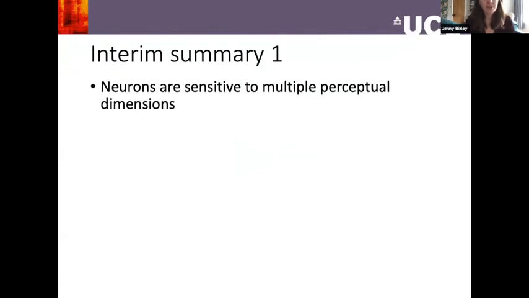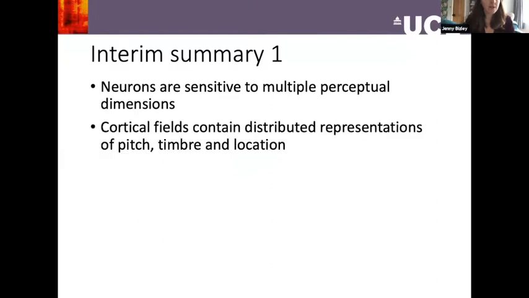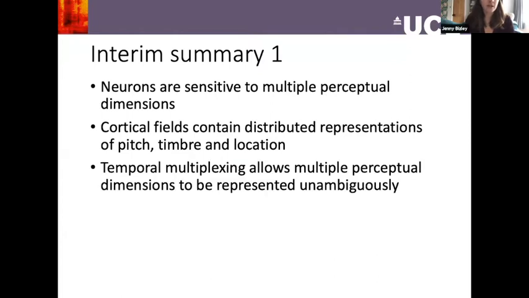Okay, so, summary part 1. We've seen that neurons are sensitive to multiple perceptual dimensions, and that this information appears to be distributed across cortical fields. And in turn, we've also seen that temporal multiplexing potentially allows you to disambiguate changes within the same neuron in response to different perceptual dimensions. But this leaves some questions unanswered.